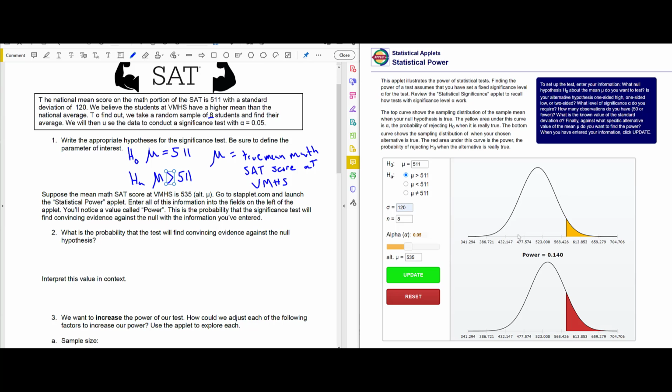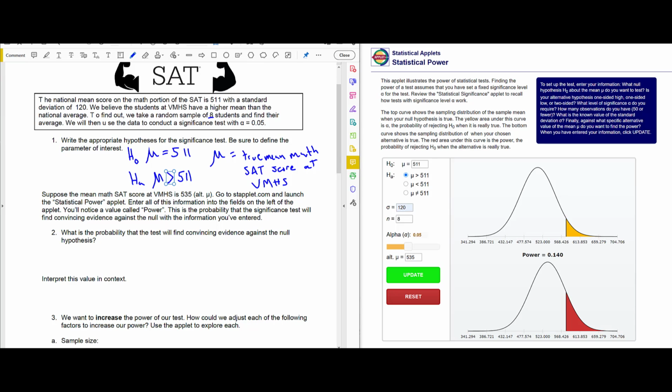Now the top graph is based off the mean of 511. I know it's not listed here, but the actual mean value is right in the middle, 511. It's an approximate normal distribution with the yellow shaded area. The yellow shaded area is talking about our 5%. That's your type 1 error. In other words, you reject the null, however the null is true. That happens 5% of the time. That's what the yellow is referring to on the top there, and the middle point of the top graph is at 511.